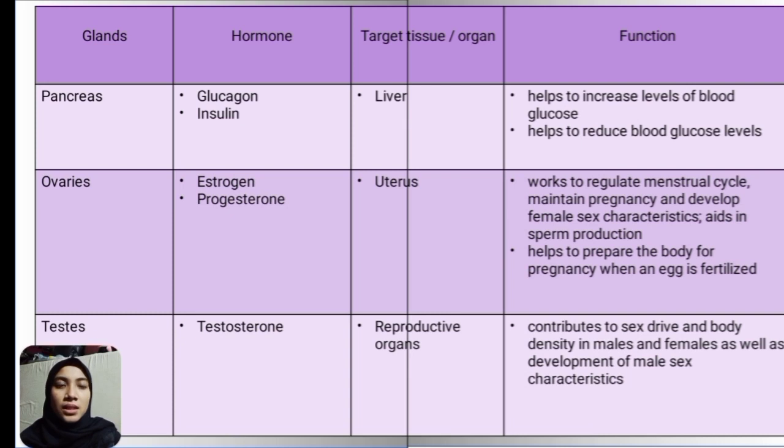Pancreas. It releases glucagon and insulin hormones. The target tissue is at liver and it helps to increase levels of blood glucose, also helps to reduce blood glucose levels.